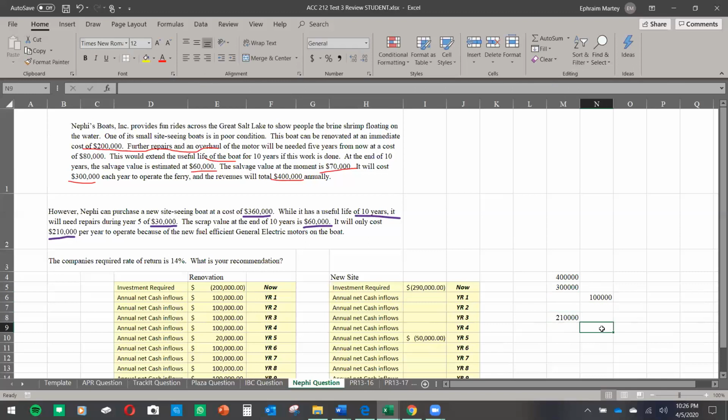So what will be our cash inflow? That is 400,000 minus the 200,000. So our cash inflow is 190,000. We will have a cash inflow of 190,000 every year. So if I reference this and drag it all the way here, when we get here, we have a negative 50,000. So I'm going to add this one to this, and that reduces to 140,000 in the fifth year.